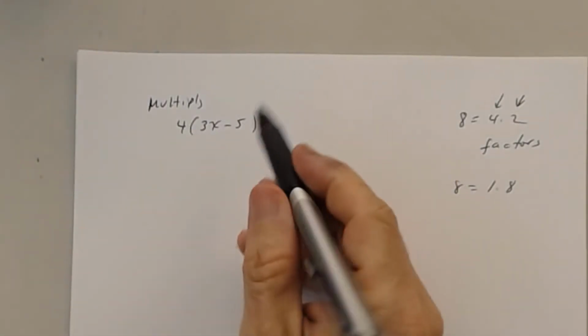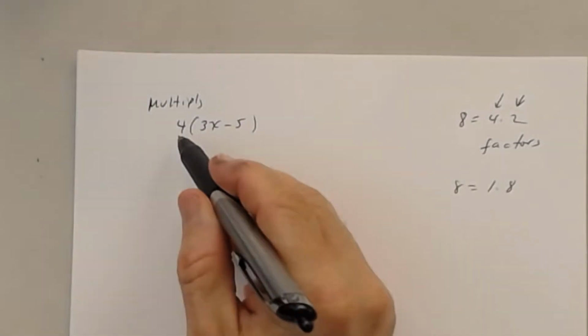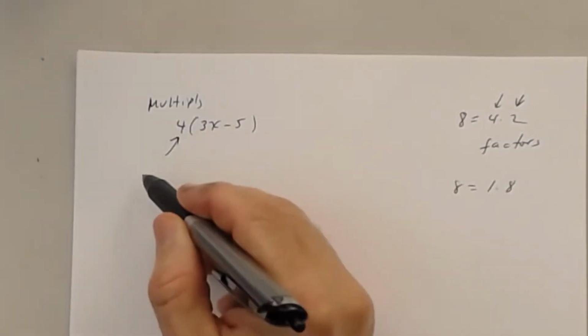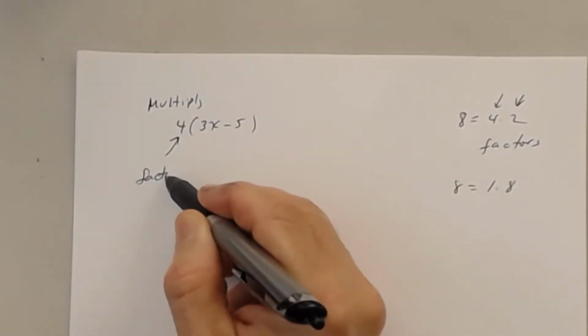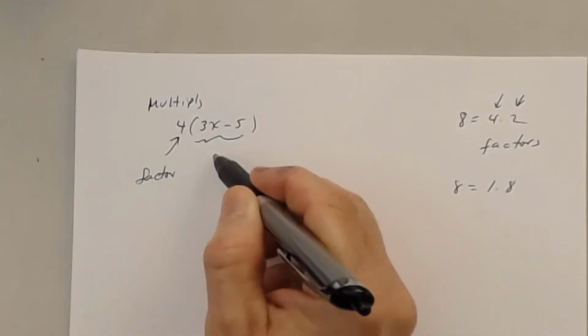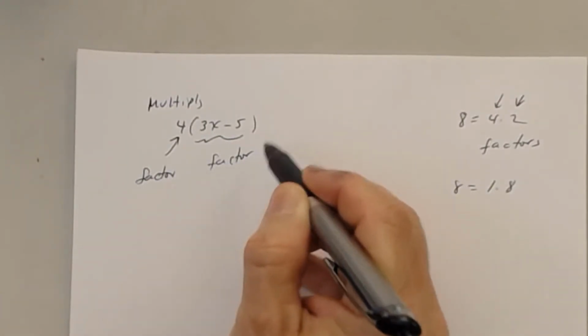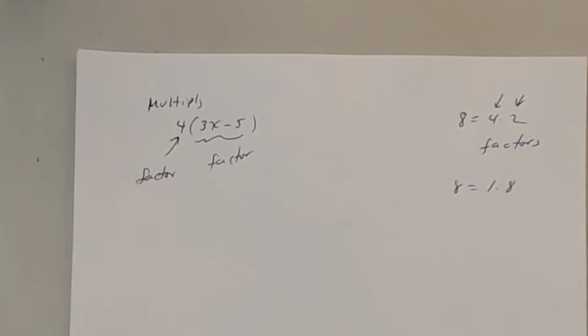So in terms of factors, 4 is a factor, and so is 3x minus 5, because those are the two things being multiplied together. 4 and what? 3x minus 5. So those are your factors.